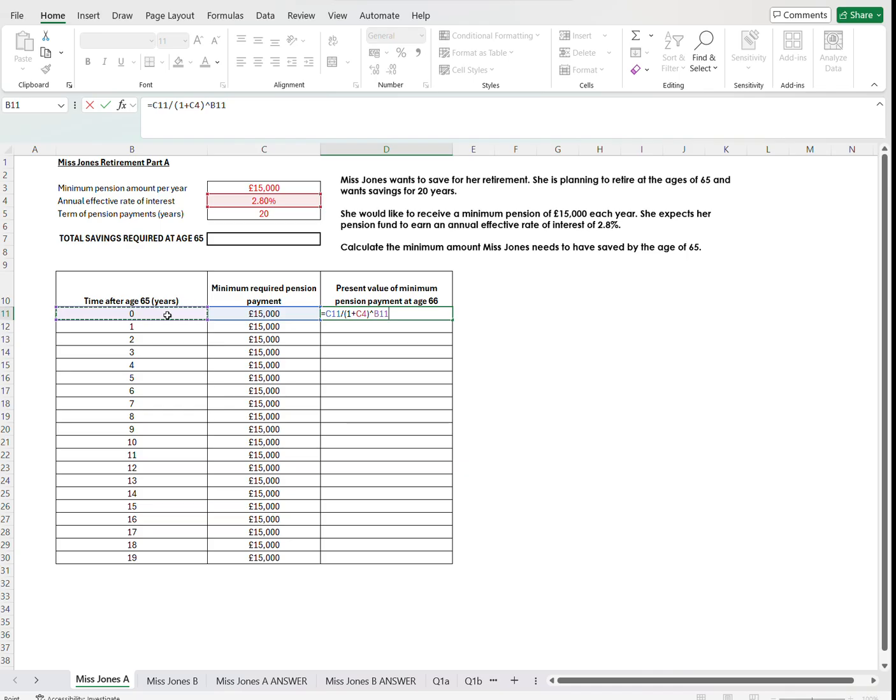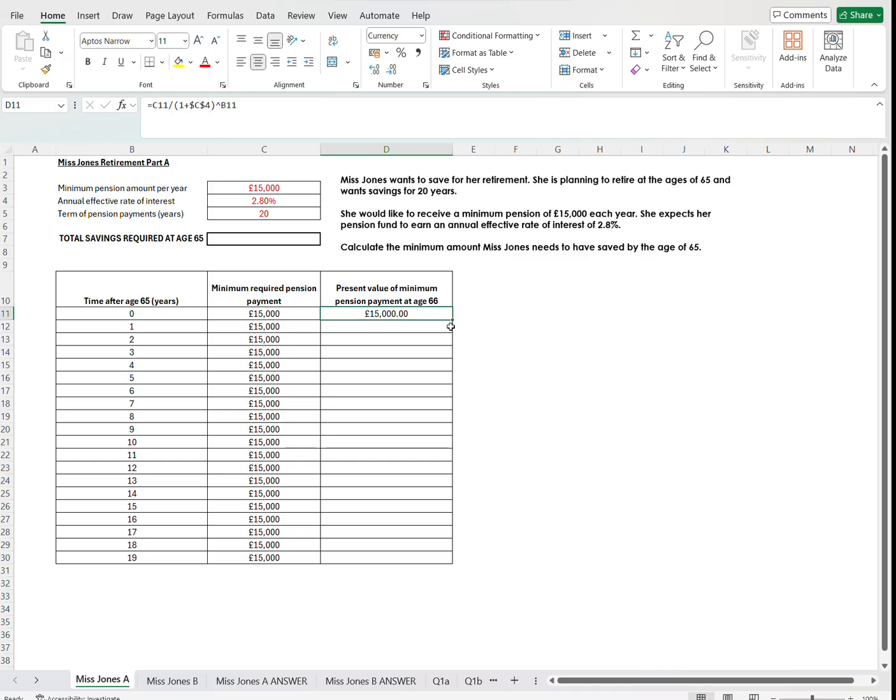this cell here. We don't want to make that absolute. I do want to make my interest rate absolute though. And we don't want this one to change because it'll work down with it as well. Okay, so what that does is that's going to give me £15,000. It hasn't had any interest applied to it. It's not sitting in a bank account.